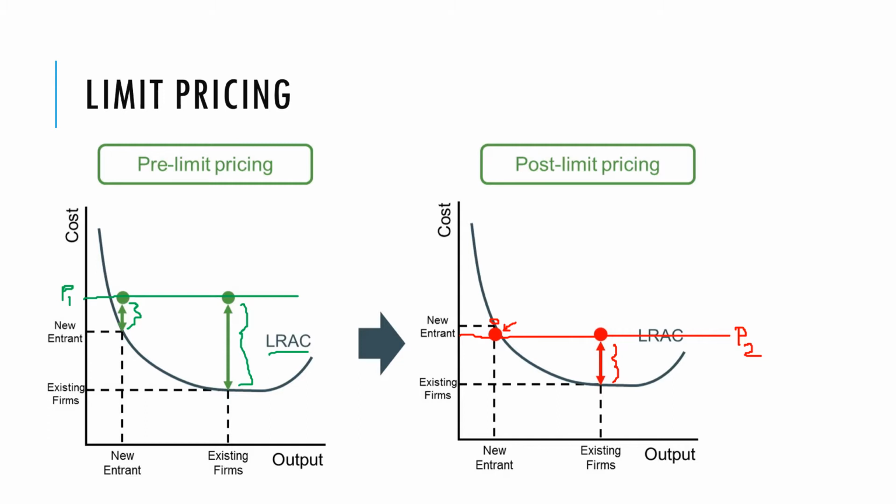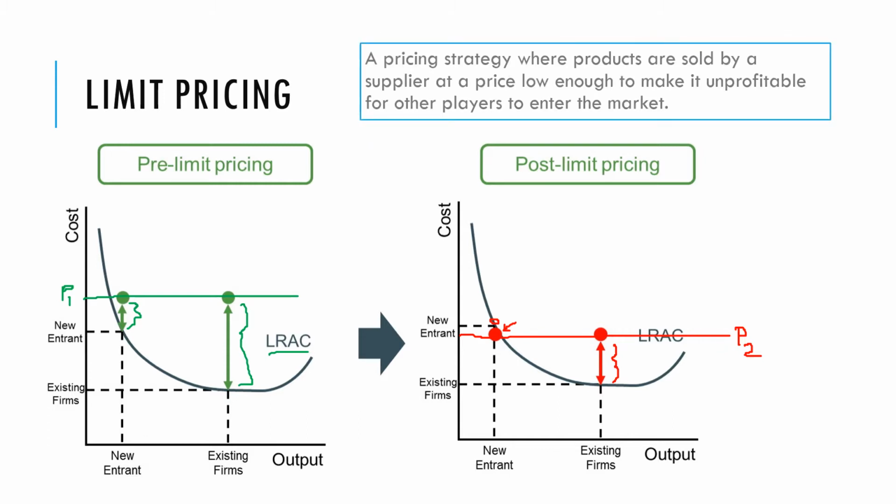So firms can create a barrier to new entrants by adopting a policy of limit pricing. This is where products are sold by a supplier at a price low enough to make it unprofitable for other players to enter the market.